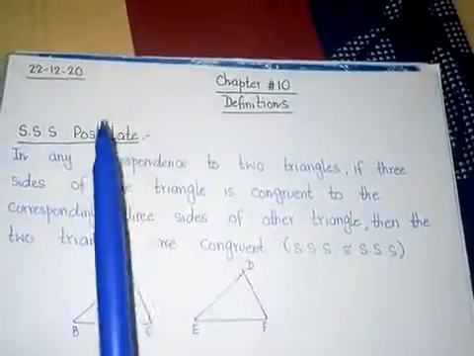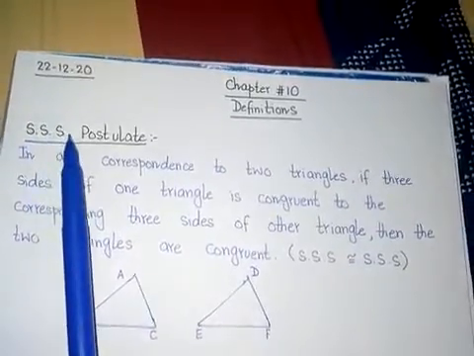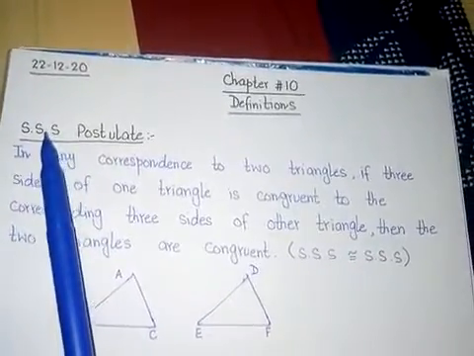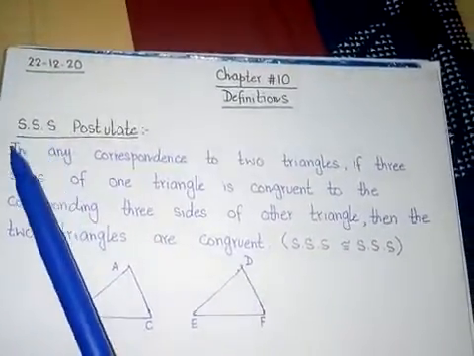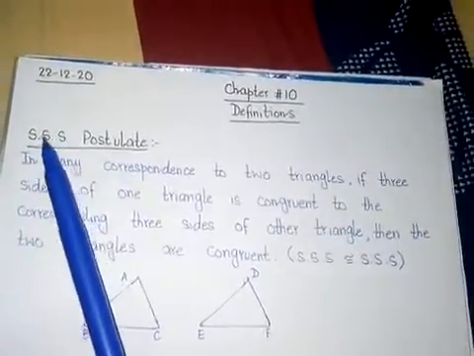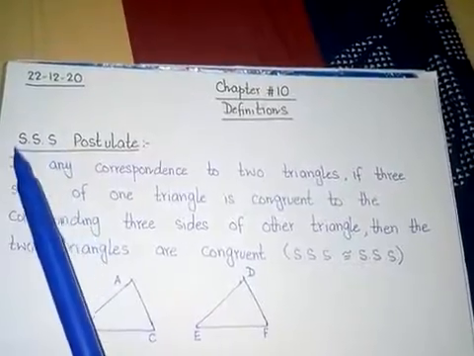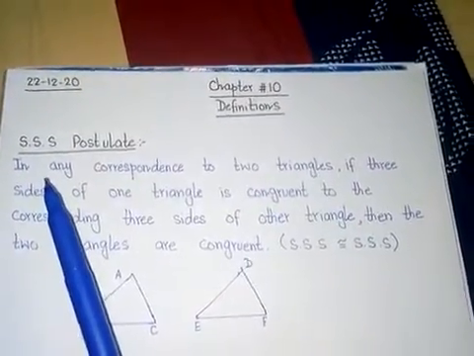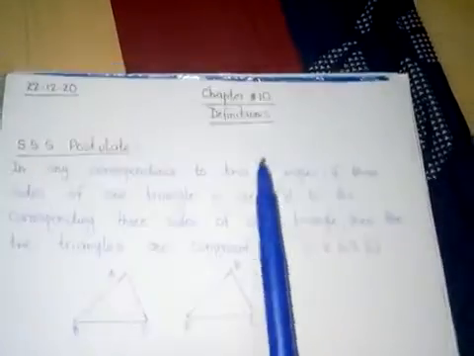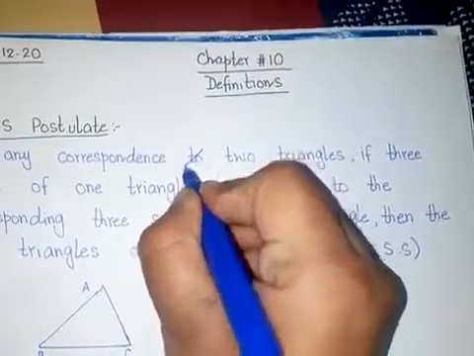Okay students, now our fourth postulate is SSS, side, side, side. In this postulate, we are dealing with the three sides of triangle. Clear? There is no angle. As you can see, there are three S. So, the definition will start from the same words in any correspondence of two triangles.